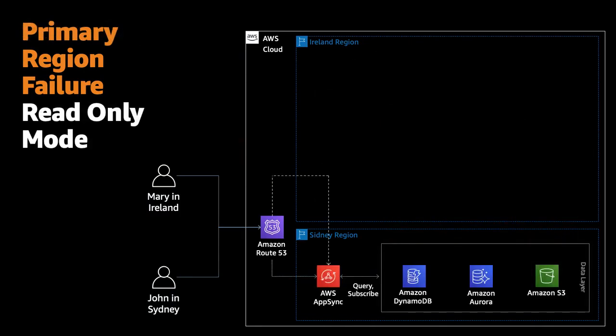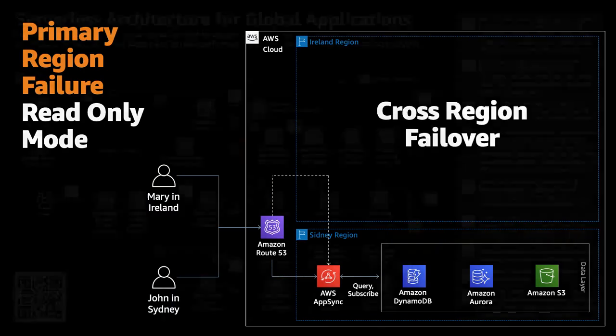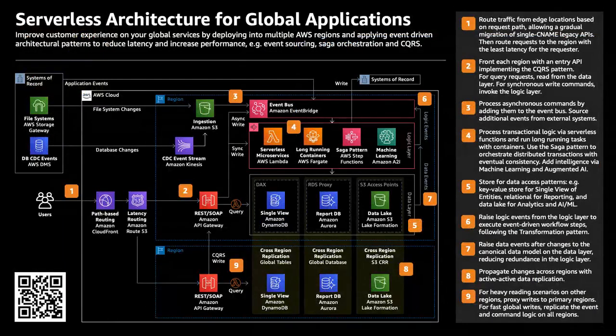If the workload in the Ireland region fails, then both Mary and John will be able to read, but not write. And this will happen for the duration of the outage, or until Sydney is promoted to the primary region. There's a reference architecture with further details, but even better is to see a live demo delivered by my colleague Ralph. Take it away, Ralph.